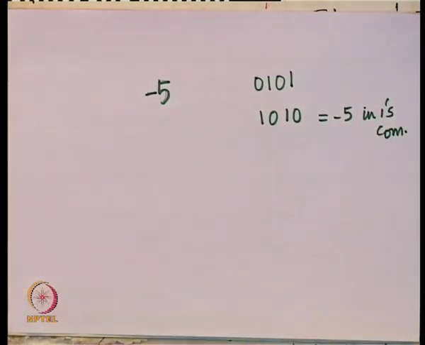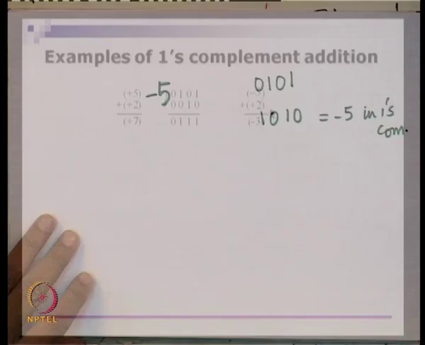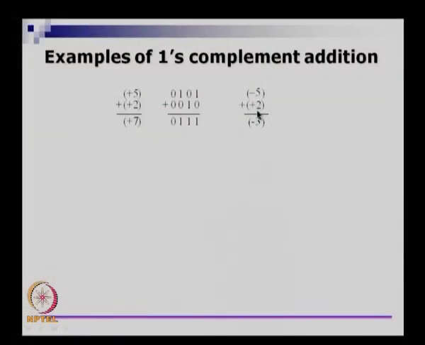So, we have that and I want to add plus 2 to it. Plus 2 is 0 0 1 0. So, minus 5 is 1 0 1 0 and plus 2 is 0 0 1 0. I add both of these, it results in 1 1 0 0. For this 1 1 0 0, I want you to remember that it did not generate any carry, because I added 1 and 0 which is a 1. Nothing else to do. If you interpret that, you will see that it is minus 3.